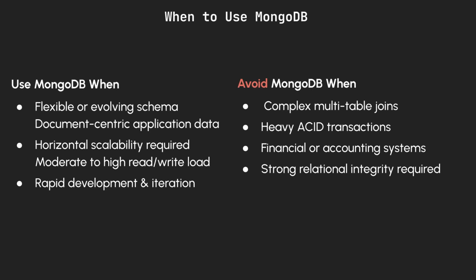MongoDB should be used when your application data is naturally document-oriented and the schema evolves frequently. It is ideal for systems like user profiles, content platforms, and APIs, where related data can be embedded and accessed together. MongoDB works well when horizontal scalability is required, but complex joins and strict transactional guarantees are not. In short, MongoDB optimizes developer speed and scalability by trading relational rigidity for flexible document design.